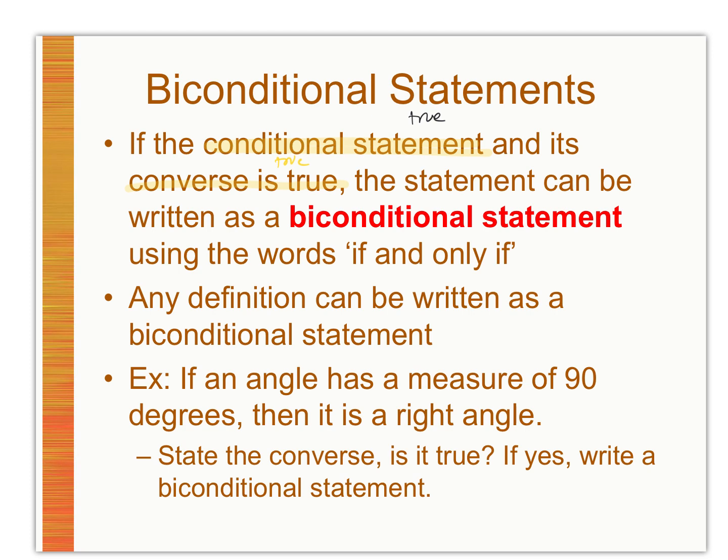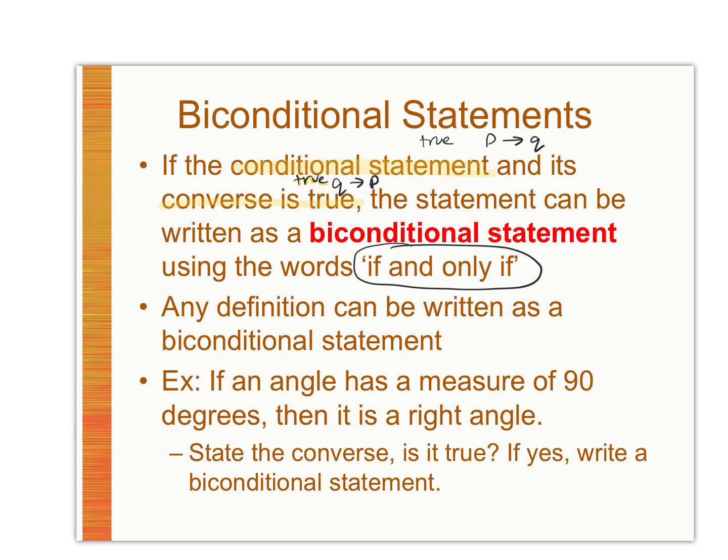We like biconditionals because biconditionals are really what definitions are made out of, okay? A definition of anything can really be written as a biconditional. Once we know that something is true in both directions, in other words, if P then Q is true, and if Q then P is also a true statement, then it's a biconditional. And what we do is we add this if and only if statement to that, okay? So basically, any definition in math and in geometry, or even in the real world, can be written as a biconditional statement.